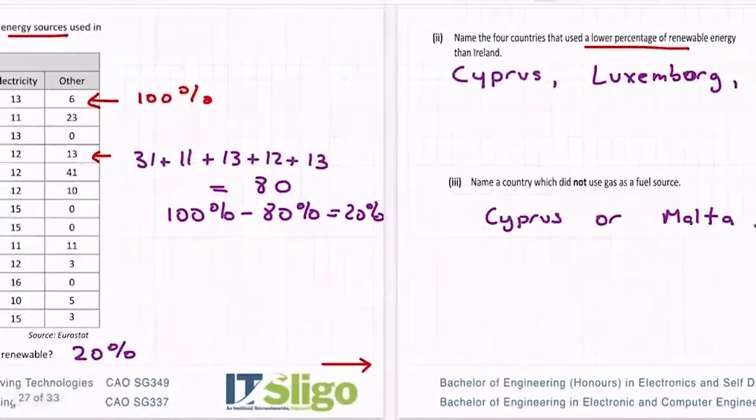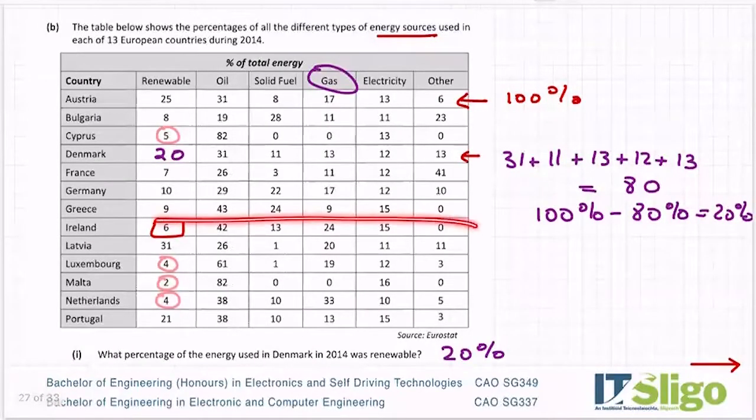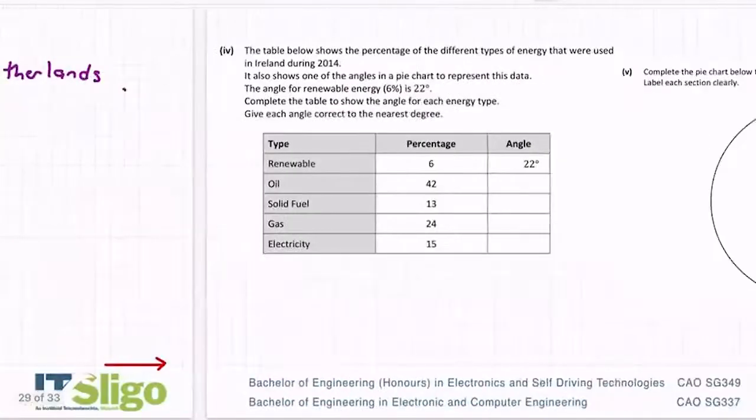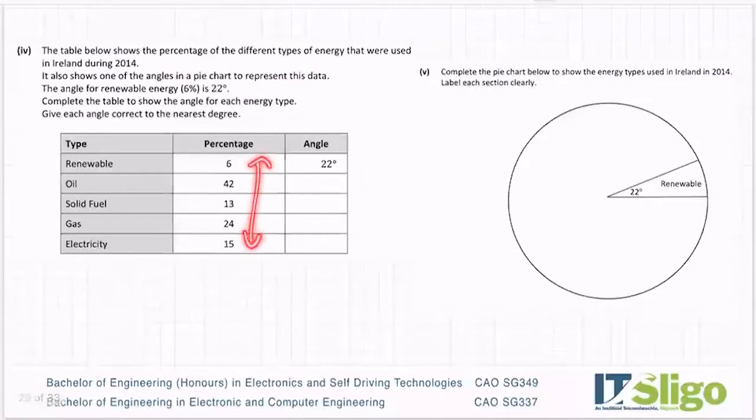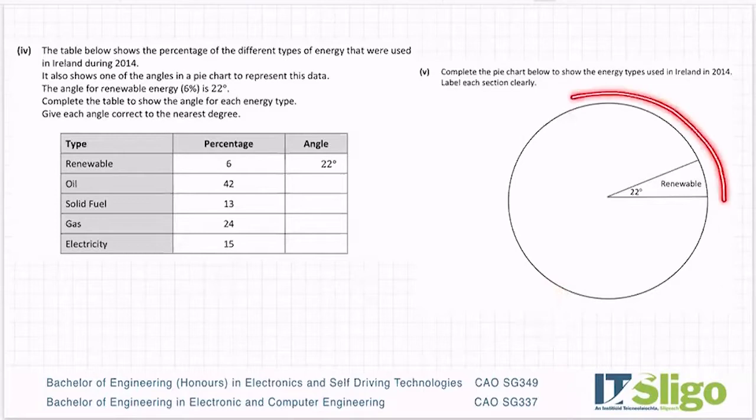Okay, so what they've done is they've taken Ireland's row here, 6, 42, 13, 24, and 15, and they've just written them downwards. And they'd like you to represent the proportion of each energy source on a pie chart. Why? Because this is a pictorial representation of the data. And a lot of people find graphs, this is an example of a graph, much easier to read and see than they do this table of data.